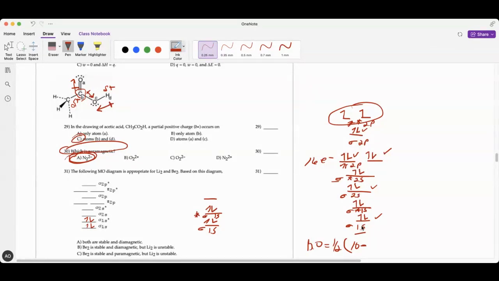So that'd be 10. And then that's going to be minus the number of electrons in the antibonding orbitals. So here we have 2, 4, 5, 6. So 10 minus 6 is 4, and 1/2 of 4 is 2. So the bond order here would be 2. There would be a double bond. So you just have to remember the filling order.